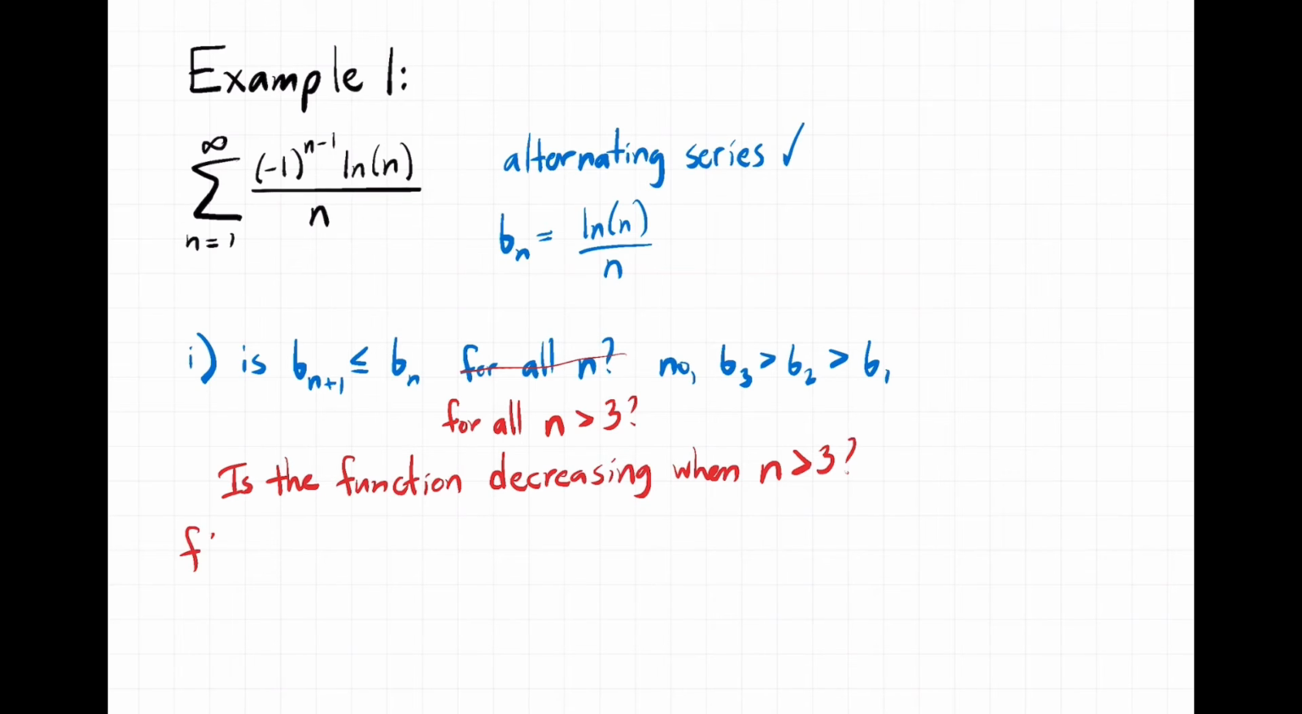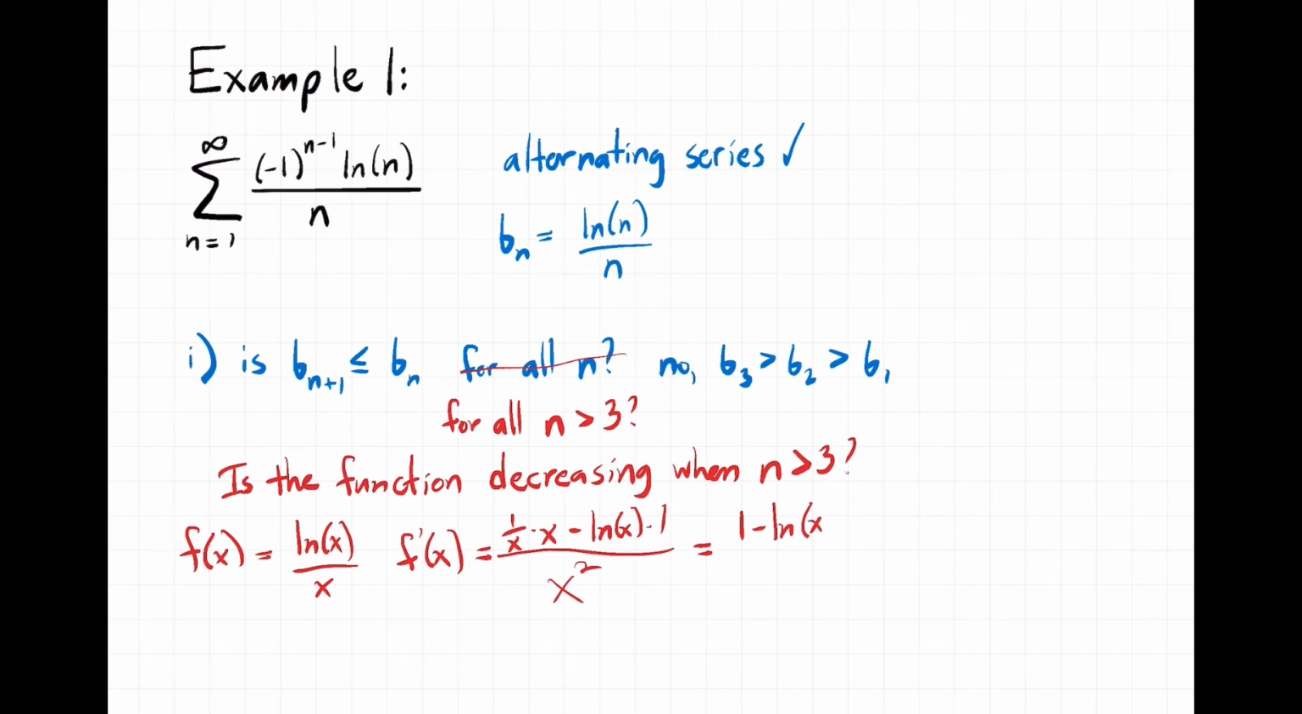Let's let f of x equal the natural log of x over x. How do we know whether a function is increasing or decreasing? Simple. We take the derivative and find out if the derivative is positive or negative. So f prime of x, the derivative of this function, we'll just use the quotient rule. That's going to give us 1 over x times x minus the natural log of x times 1, all over x squared. And that simplifies to 1 minus the natural log of x over x squared. Is this positive or negative?